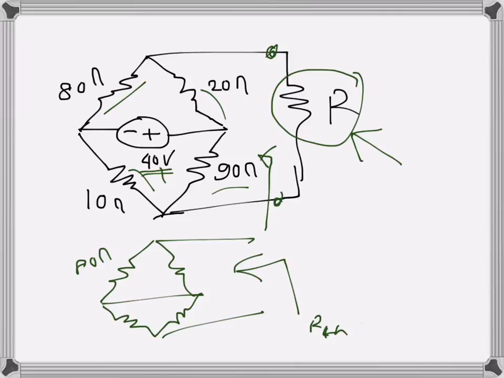So 80 ohms there, 20 ohms there, and then 10 ohms there, 90 ohms there. What's happening with this arrangement is that 80 and 20 are in parallel, and 10 and 90 are in parallel, and these two combinations are then in series. So 80 parallel 20 is 80 times 20 divided by 80 plus 20, which is 16 ohms.